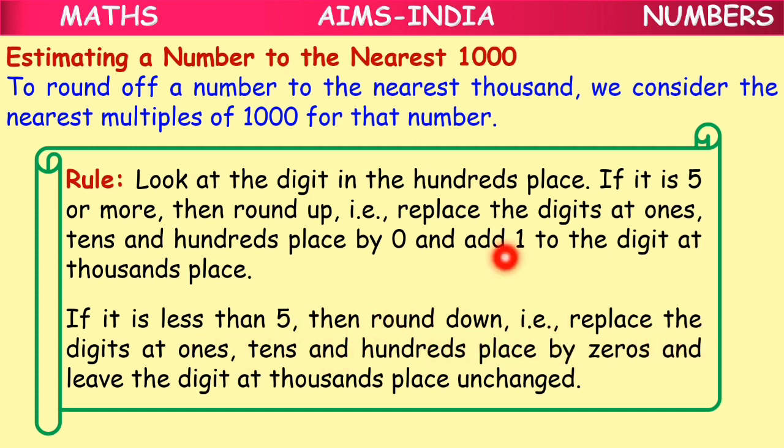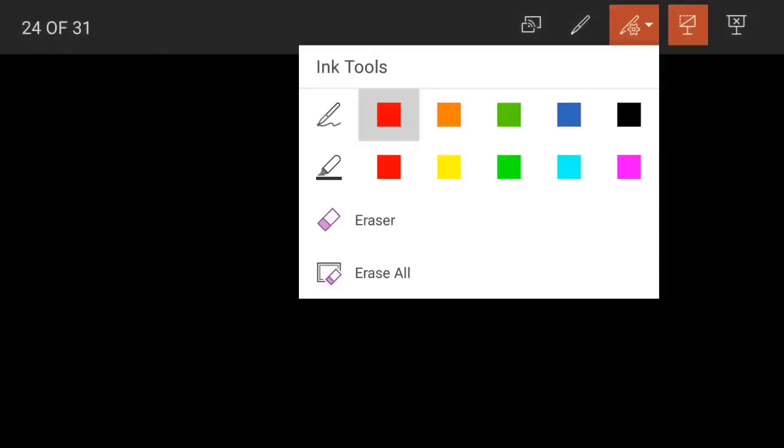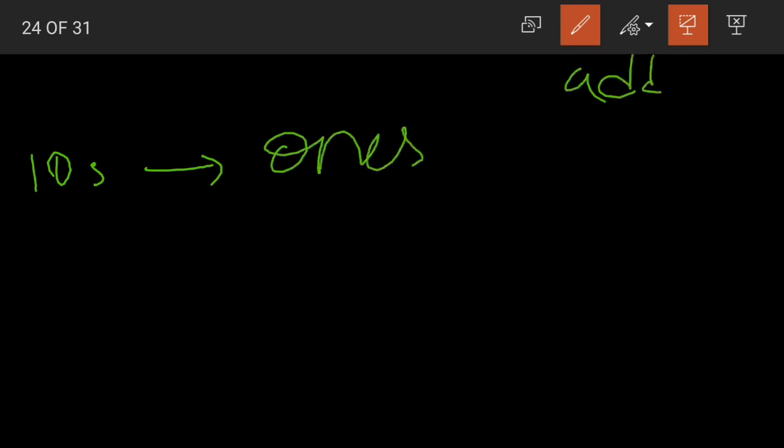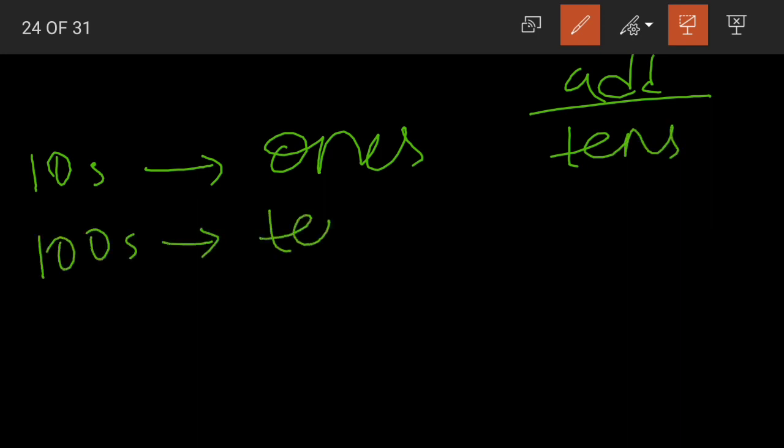Okay, children, the rules are the same for estimating all three: estimating to the tens, hundreds or thousand. The only difference is, for estimating tens, we look up the digit in ones place, and if we have to add, we add 1 to the digit in tens place. Now when we are estimating to the hundreds, we look up the digit in tens place, and if we have to add 1, we add 1 to the digit in hundreds place.